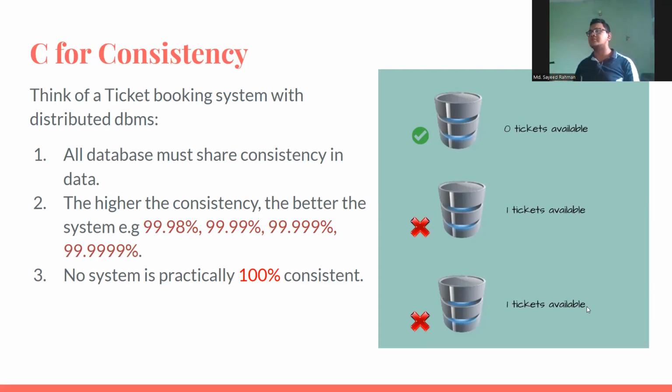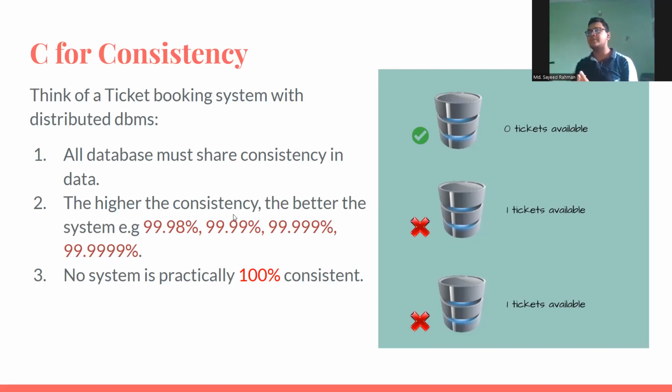We must ensure that whenever tickets get sold, all of the databases have the latest sync of data. All of the databases should know that no tickets are left now. Because if this database thinks that one last ticket is available, there will be total inconsistency. Maybe multiple customers will be paying for the same ticket and your system is in a mess. So the challenge for consistency is that all databases must share consistent data. The higher the consistency, the better the system.